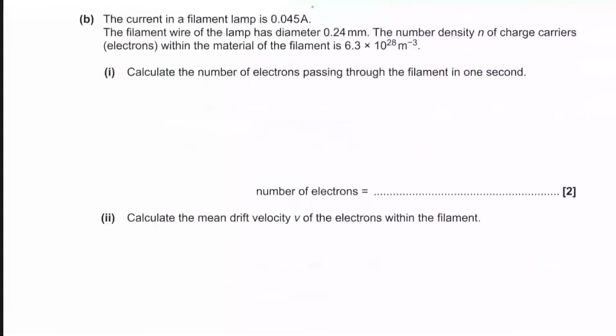There we go. B, the current in a filament lamp is that. Filament wire has a diameter of that. Number density. Oh, I've gone over it, haven't I? Okay, so that is D, and this is N. Calculate the number of electrons passing through the filament in 1 second.